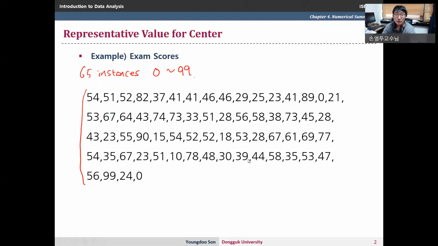The topic of chapter 4 is numerical summaries. And as we can easily notice from its name, we will find some numbers from the data distribution which can represent the data distribution. So first, we saw the representative values for these centers. With this example, we have 65 instances and these numbers vary from 0 to 99.